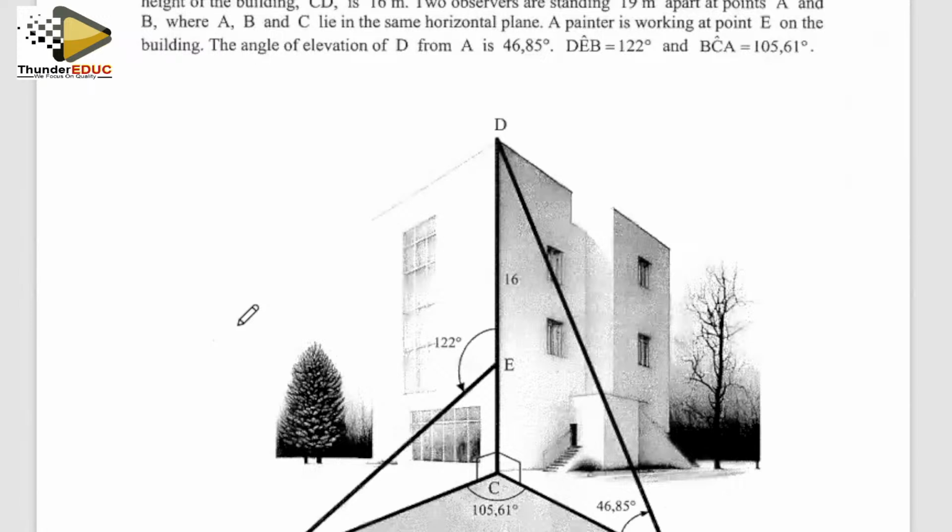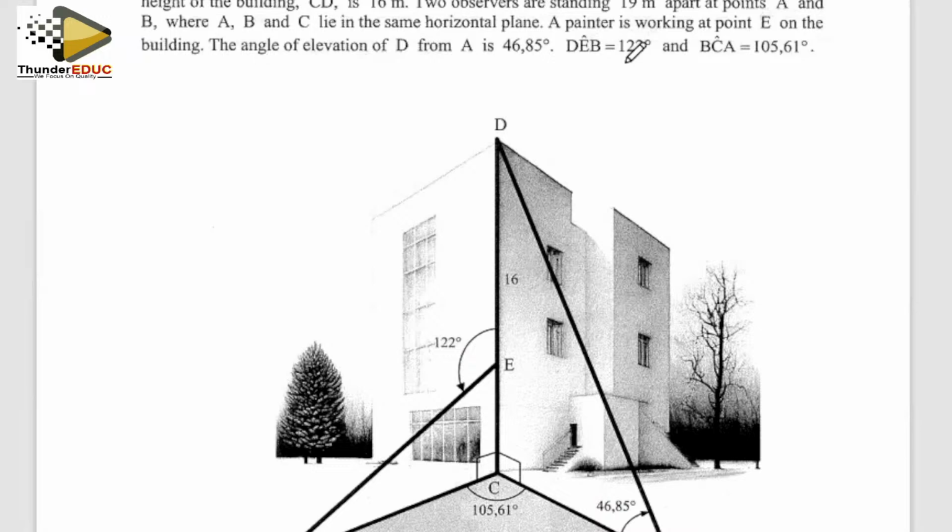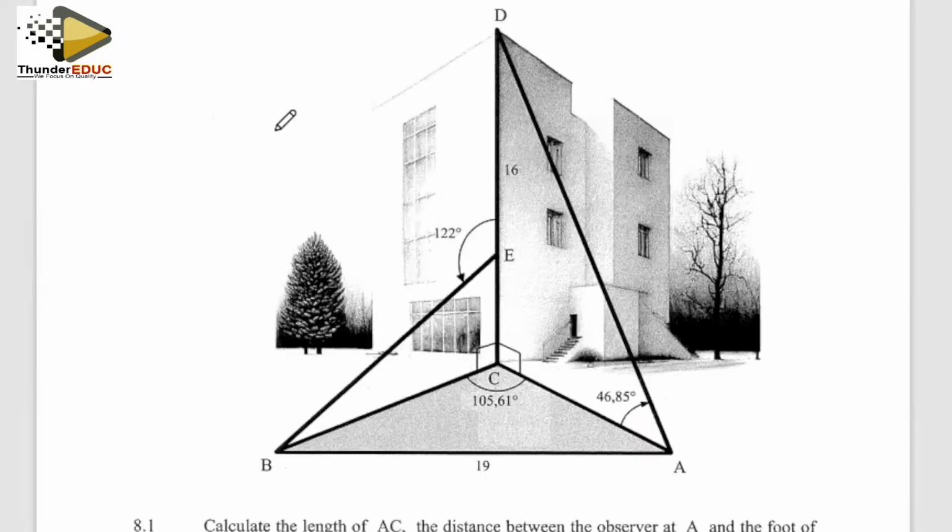Question 8, which is the trig rules. In the diagram, C is the foot of a vertical building. At the top, the height of the building, CD, is 16. Two observers are standing 19 meters apart at points A and B, where A, B, and C lie in the same horizontal plane. A painter is working at E, and so on and so forth. Okay, 8.1.